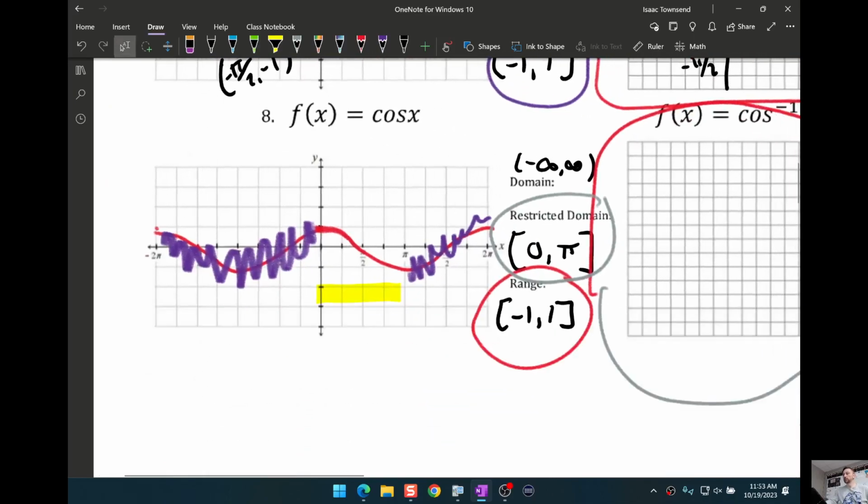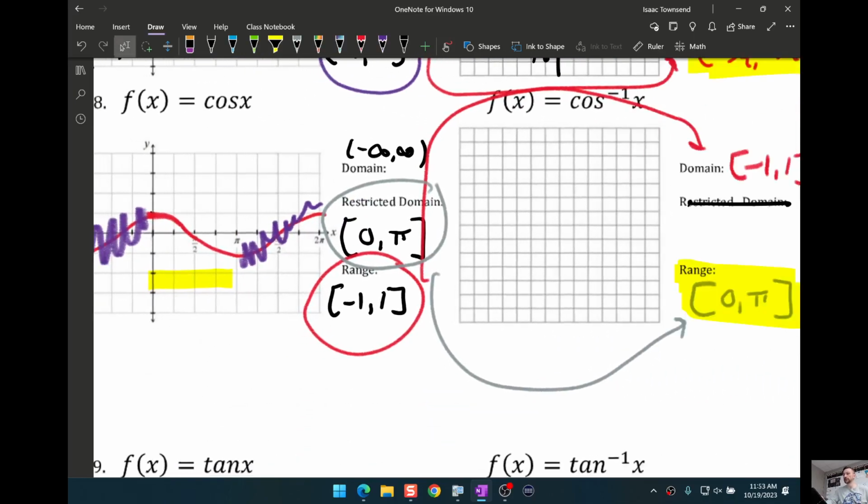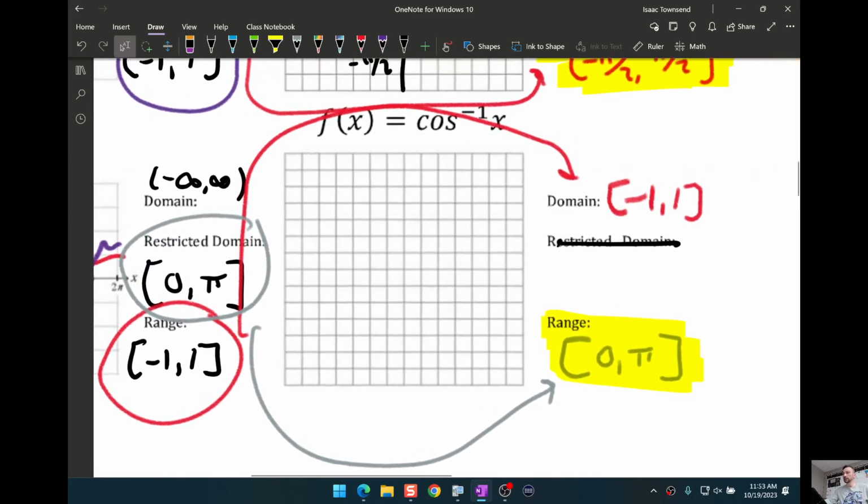Okay, sorry. So go back to cosine. If we know his domain is -1 to 1, then I know how far left and right he goes, and I can make my graph look a little bit more zoomed in. And his range is 0 to pi.